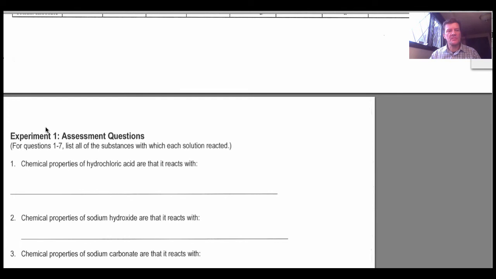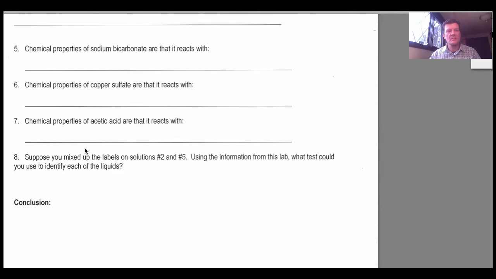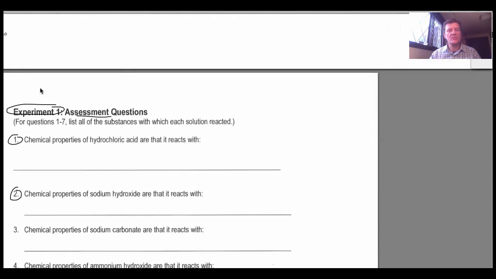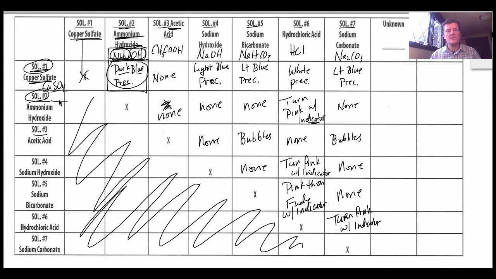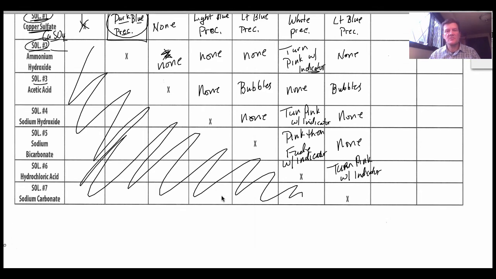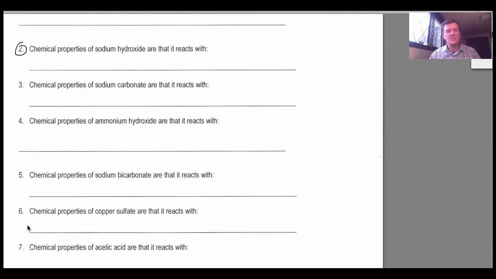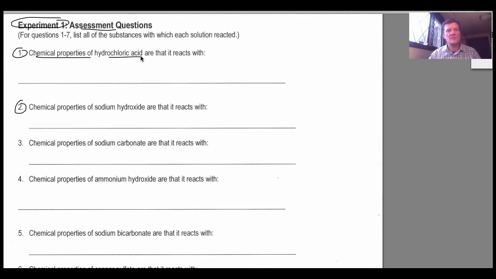Now, what I also want you to do is answer these questions. There are 8 questions right here, and these are going to help you figure out how each of these chemicals react. So you can maybe screenshot this right here or copy down this information. You should have it copied in your table, by the way. Copy it down in your table, and now you should be able to answer these 8 questions right here. You're basically looking at what the chemical properties of hydrochloric acid are, what it reacts with.